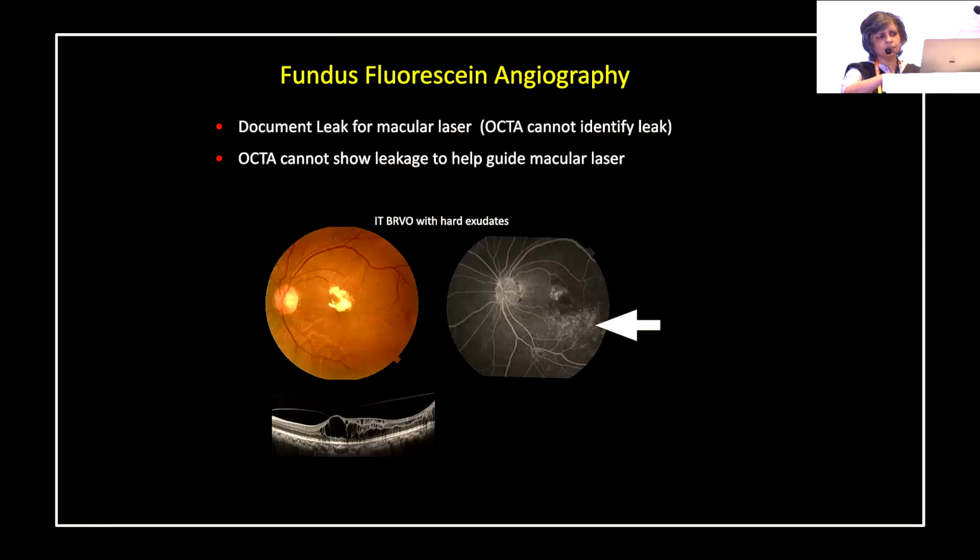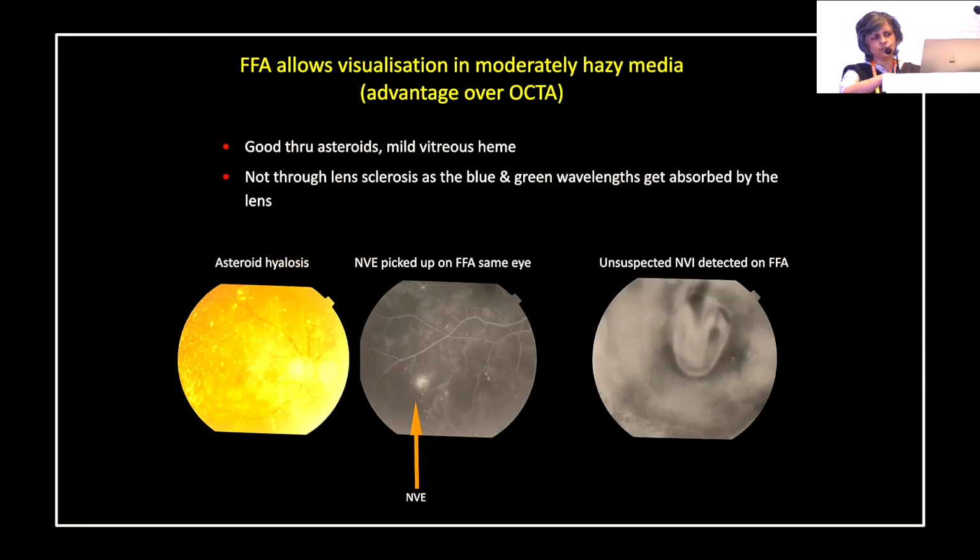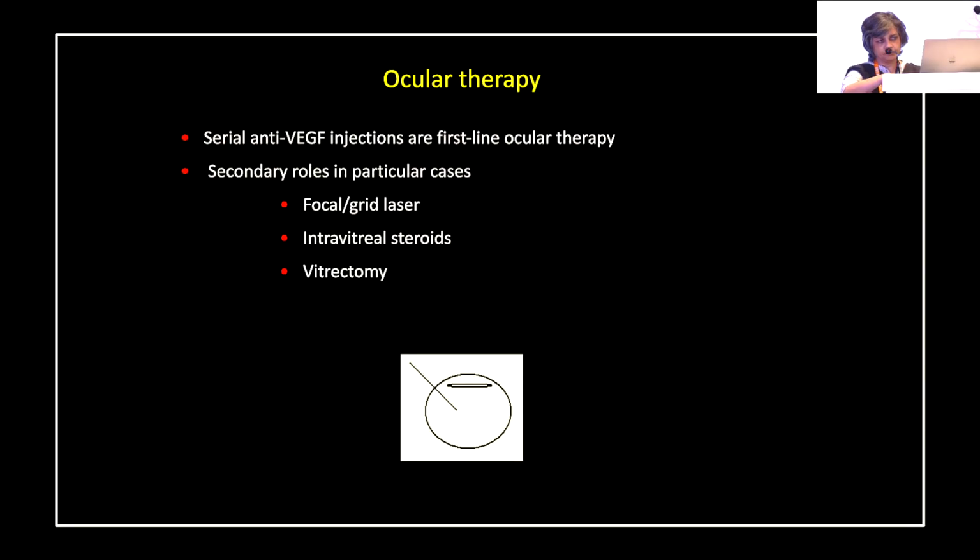Again, a patient with exudates, not sure what's going on, and the angiogram shows us where the leakage is, inferotemporal BRVO with leakage. So that is where the grid has to be done. It also throws up new vessels, which we may or may not have expected in an opaque media, and also shows new vessels on the iris with leakage. So fluorescein has advantages over OCT angiography in patients with opaque media especially.